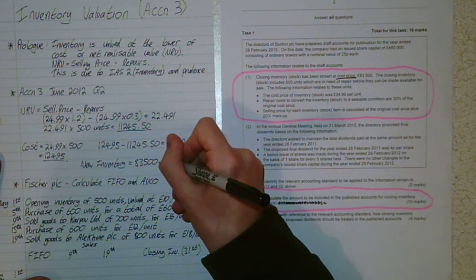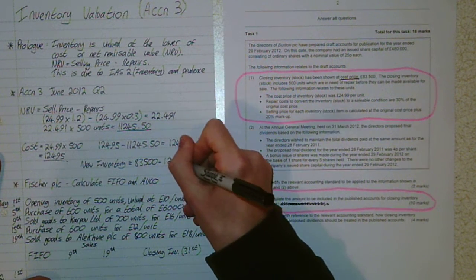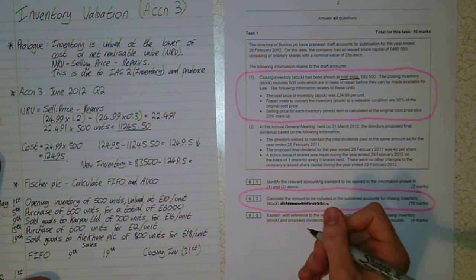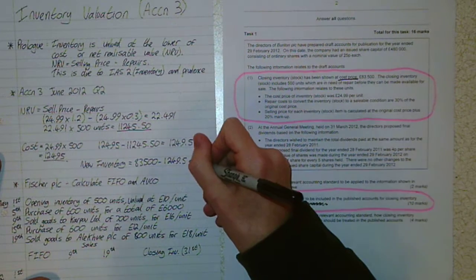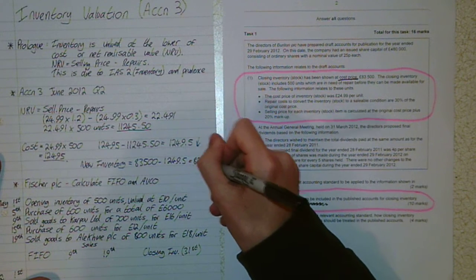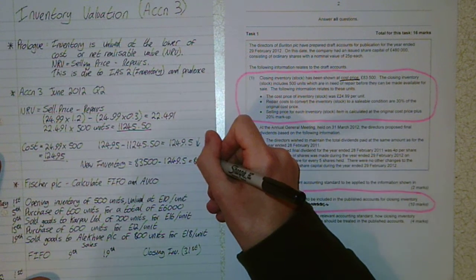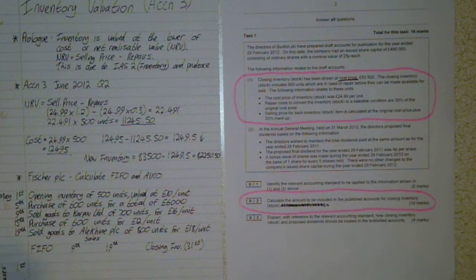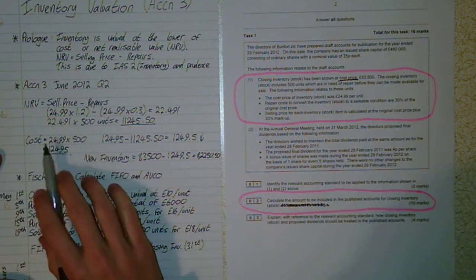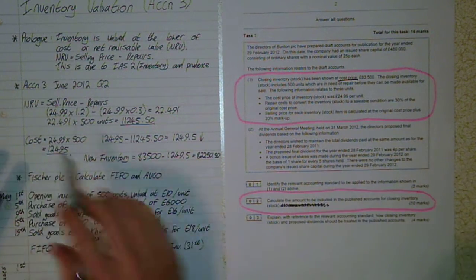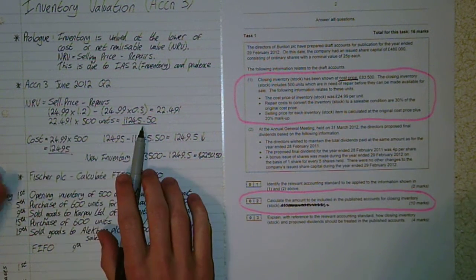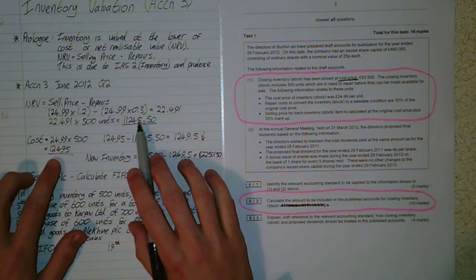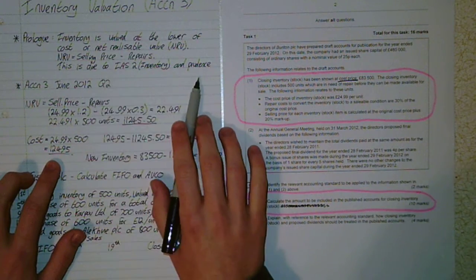So 83,500 minus 1,249.50 gives me a final figure of 82,250.50. So essentially what I've done there, to round it all off, I've calculated the cost value of these 500 units and the net realisable value of the 500 units, and found that the net realisable value is lower. We're going to use that figure now because of IAS 2 and prudence.